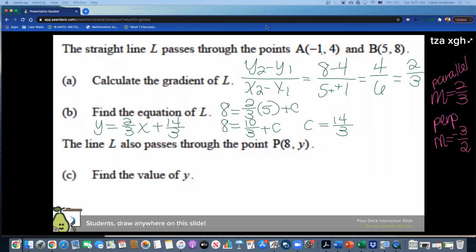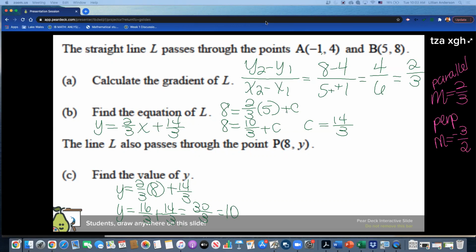Now it also says that the line passes through the point (8, y). Find the value of y. Well, if it passes through a point, that means that when x is 8, y is what I'm looking for on the function. So then I plug in 8 to find that the corresponding y coordinate is 30 over 3, which equals what? What's 30 divided by 3? 10. So y is equal to 10.